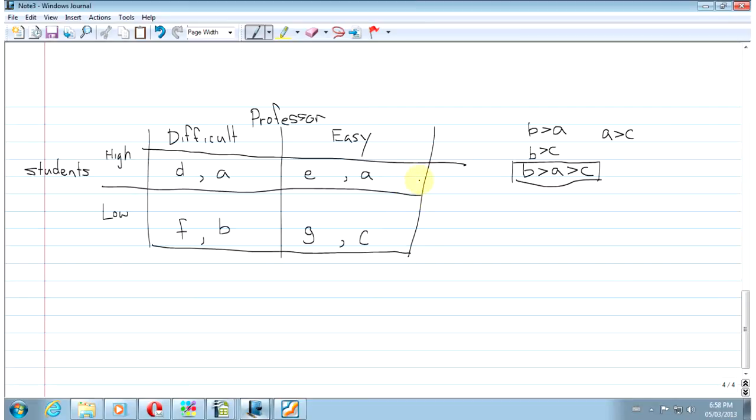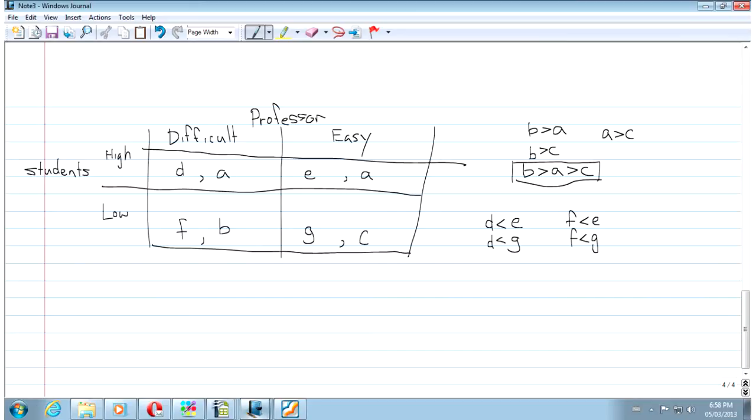Okay, so the first thing I said was that a student always prefers an easy test to a difficult test. So D must be less good than E, and D must be less good than G, because those are both easy tests, and they have to be strictly better than a difficult test. So by the same logic, F has to be worse than E, and F has to be worse than G. Okay, so that's my first thing that I've said.